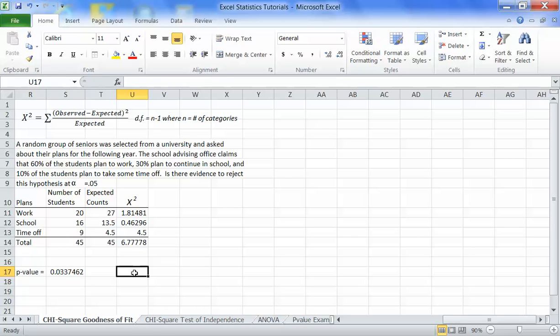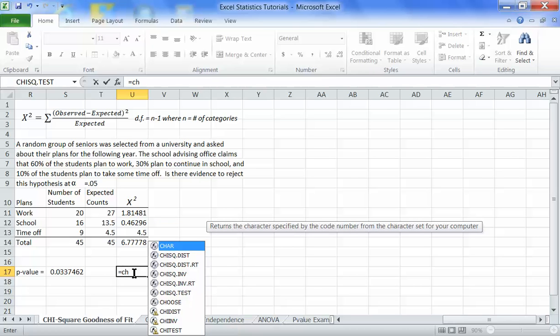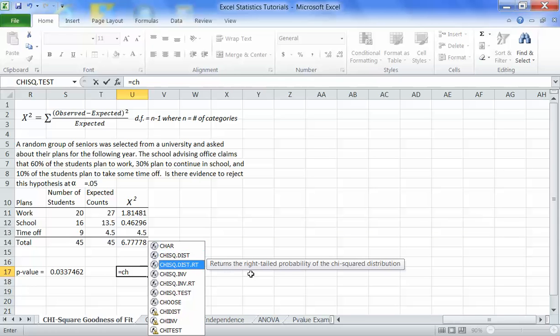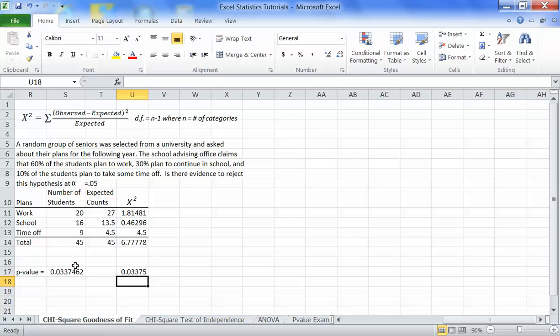One more thing is we could also use, instead of chi-squared test, I can use chi-dist right tail in the 2010 version, or just chi-dist in 2007. And notice it wants the right-tailed probability of the chi-squared distribution. I click enter. X, that would be my chi-squared test statistic. And then comma, degrees of freedom. Well, that's categories minus 1. I have 3 categories, so degrees of freedom is 2. I can close and hit enter. Notice you get the same number. So it's really your choice which way you want to do it. I think the chi-squared test is the easiest one to use.